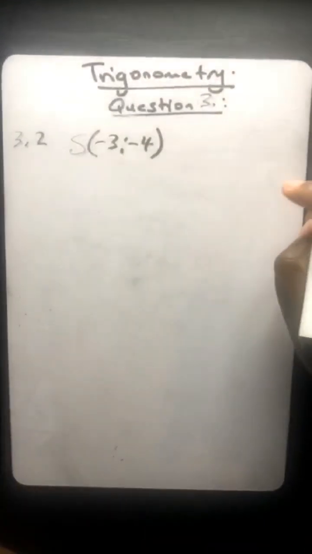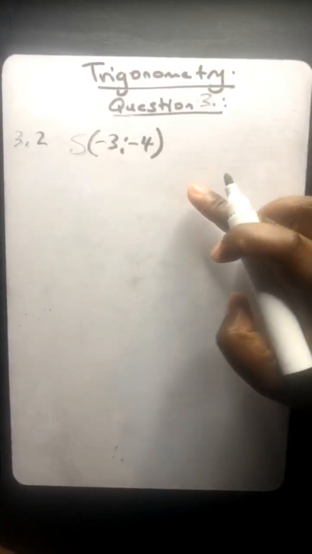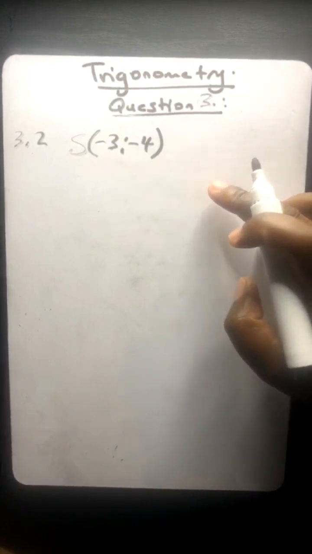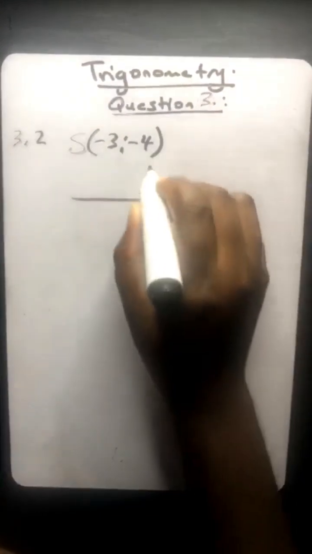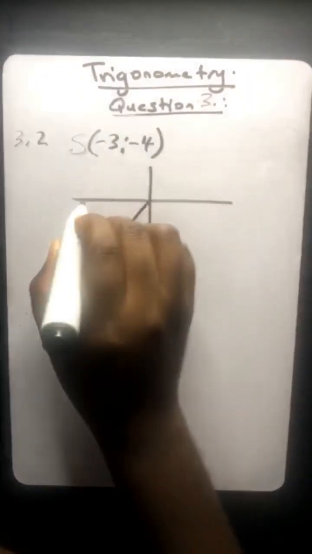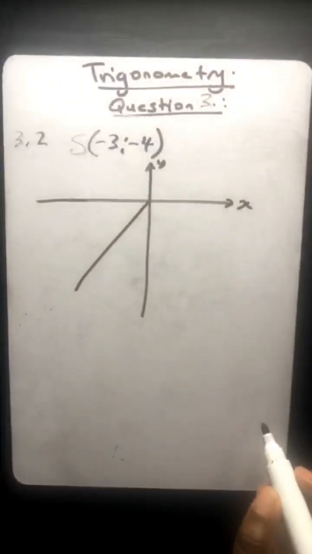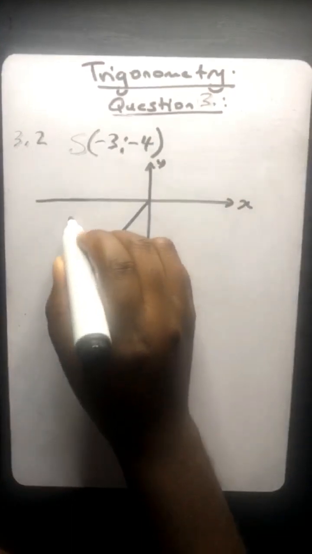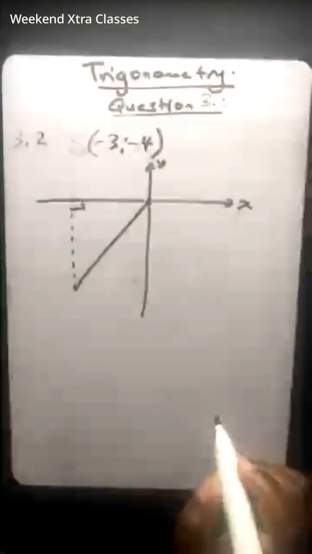So let's see. In 3.2, they're saying S having coordinates negative 3 and negative 4 is a point on the Cartesian plane such that OS makes an angle of theta with the positive x-axis. So this is how I would draw that. You remember, most of this type of question is what we did last week. So what I would do is complete it and make it a right angled triangle.